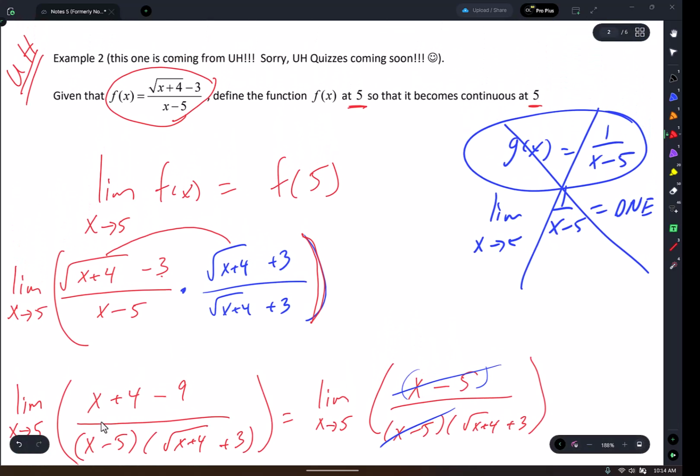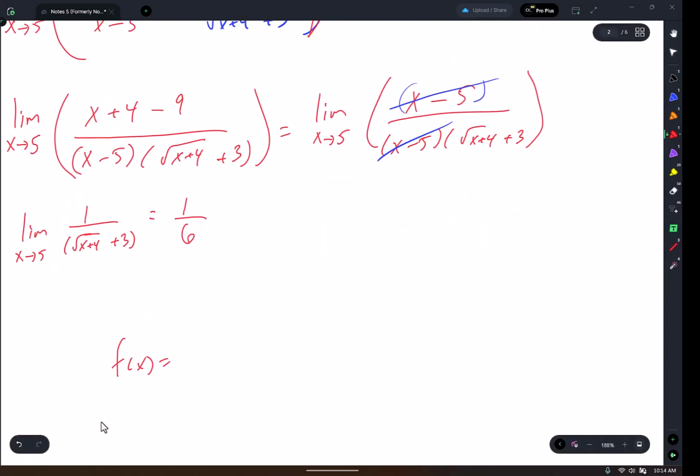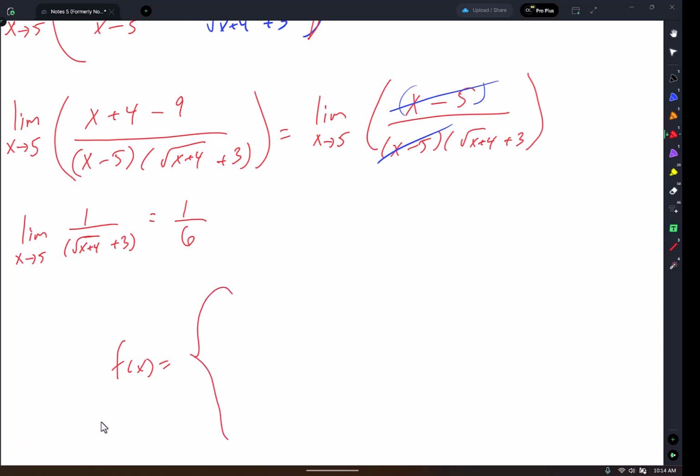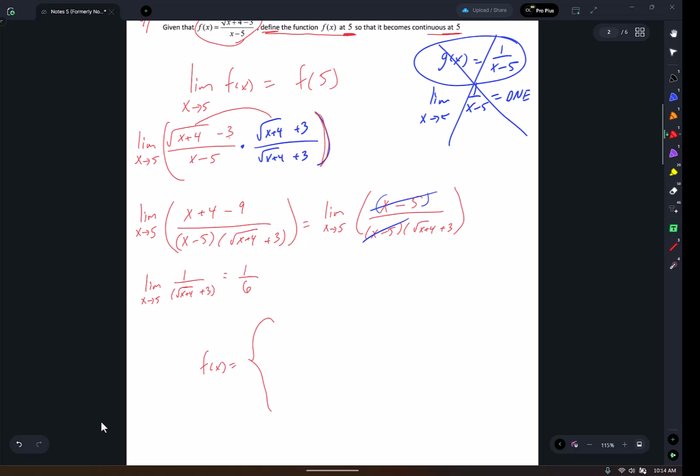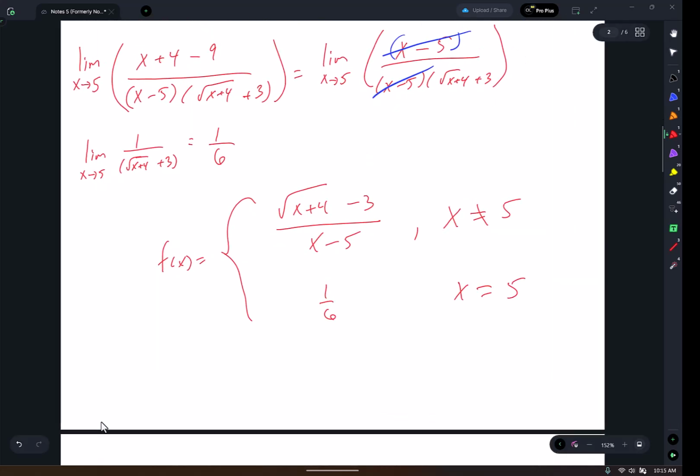Look what it says right here. Define the function f of x at 5 so that it becomes continuous at 5. So here it is. I'm just going to do a piecewise from algebra. So I'm going to write f of x equals, put a little bracket, and write square root of x plus 4 minus 3 over x minus 5 as long as x does not equal 5. So as long as x is not equal to 5, you do this. But when x equals 5, what do I want the output to be? And there it is. Now f of x is continuous for all real numbers.